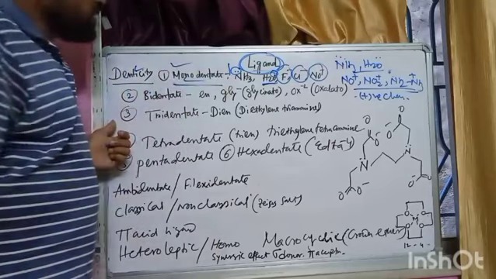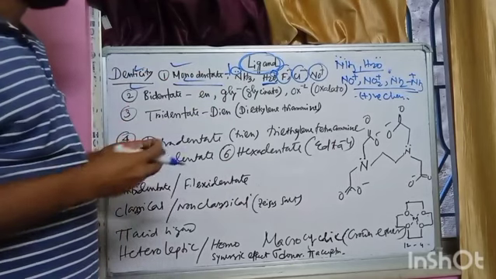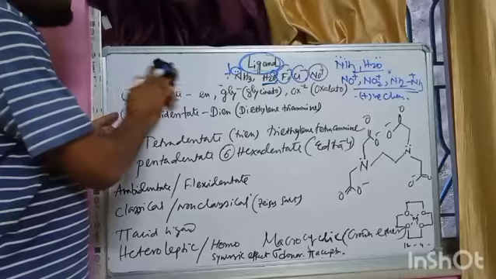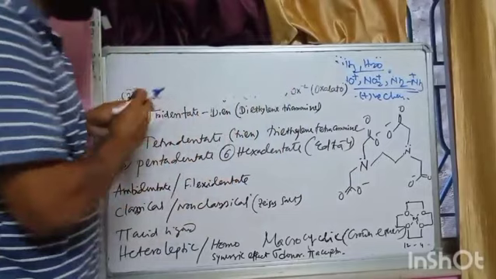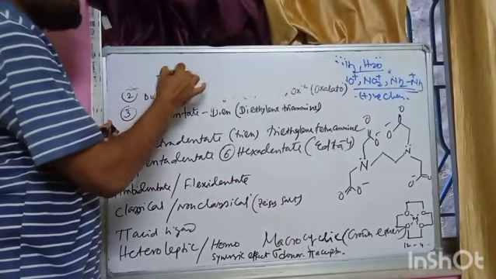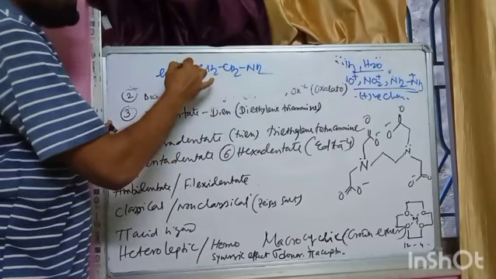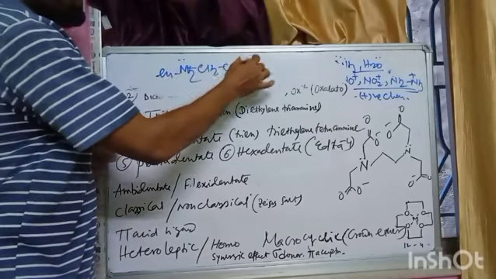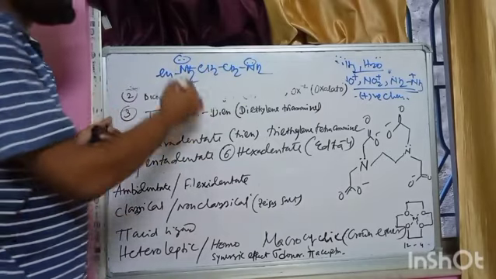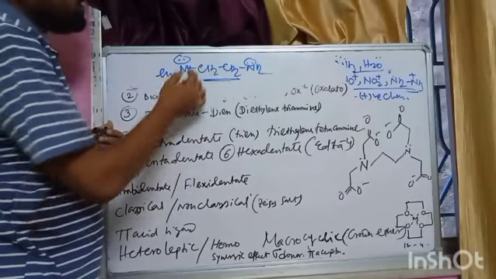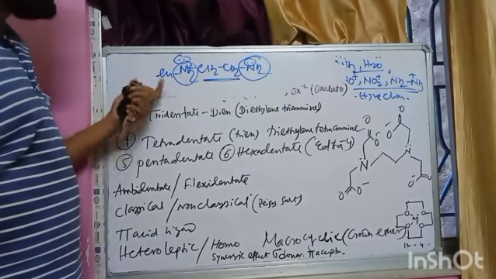So one is the monodentate ligand, the other is the bidentate ligand. Bidentate ligand means the donation center is 2, like ethylenediamine, glycinate ion or oxalato. Ethylenediamine means en, CH2, CH2, NH2, NH2. Here the donation center is 2, so it is called a bidentate ligand. Ethylene means this part, and diamine means 2 nitrogens or ammonia groups present.